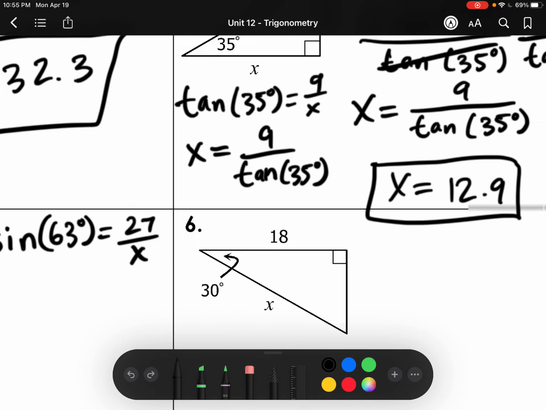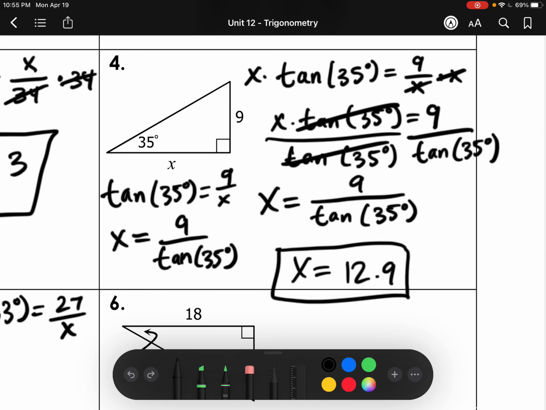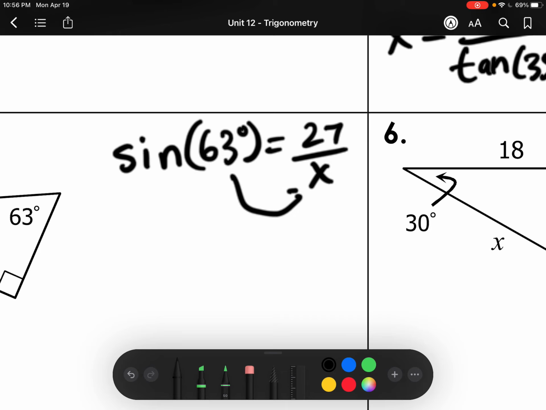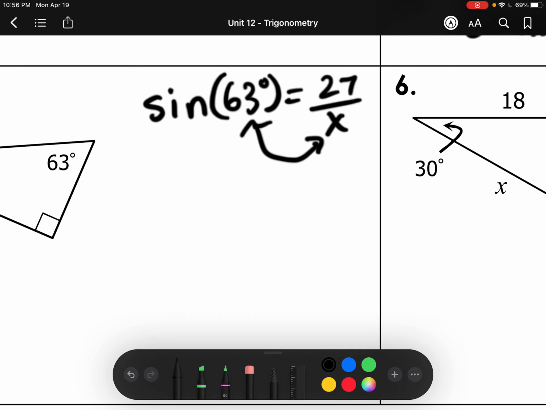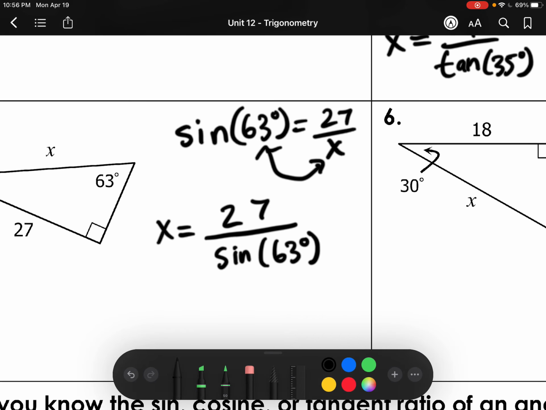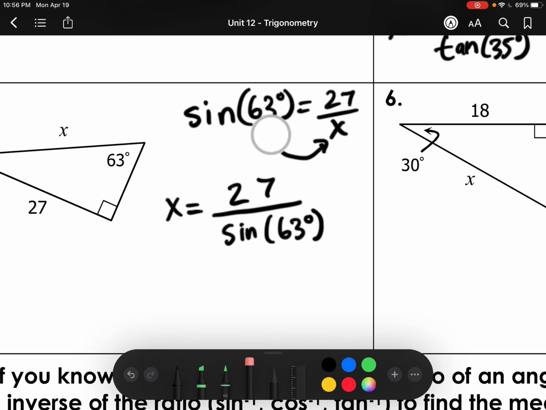So x is in the denominator, similar to number 4. You can do all this math if you want to, or you could just switch x and sine, because you're going to end up with that anyway when you do all the math. So just a quick shortcut. I'm going to rewrite this as x is equal to, because x goes into the sine position, 27 stays in the same spot, and then sine goes into the x position. So sine of 63 degrees. You can go through all that math if you want to confirm that we're doing it correctly, but you're going to end up with this anyway, so I suggest taking the shortcut.